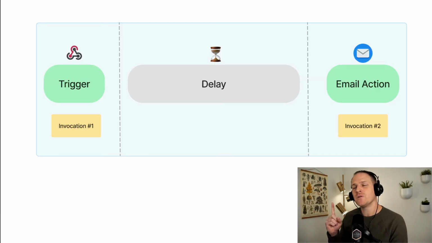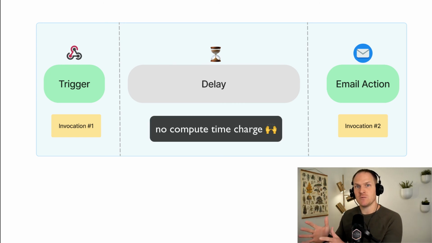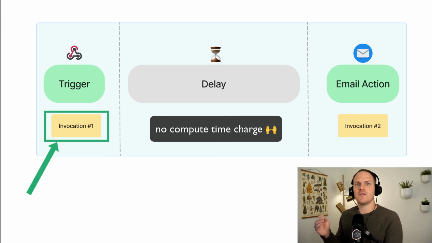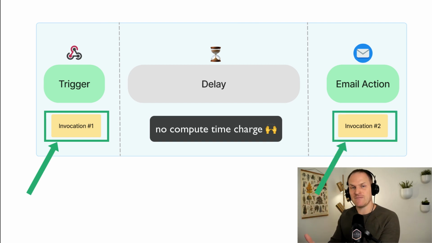One final note, there is a bit of a difference between invocating a regular flow and invocating a flow that contains a delay. So you will not be charged for the compute time between when your flow was delayed and when it resumed, but you will be charged an invocation for the first invocation that started the workflow and then the second invocation that resumed the delay when the delay is finished.